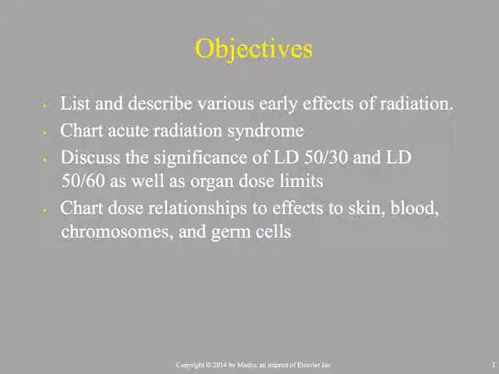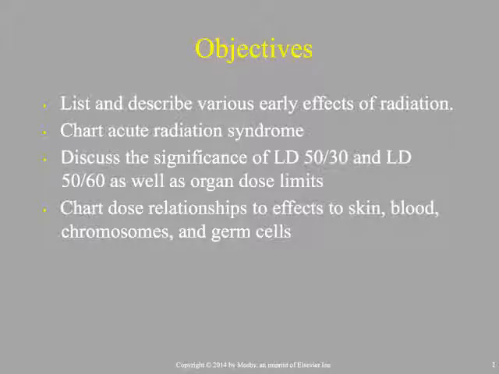So here are some objectives. We'll describe the various early effects. We'll talk about acute radiation syndrome. We'll discuss the significance. So we've already defined what an LD 50/30 is. Now we'll talk about why that's important, as well as an LD 50/60 and why we have these two different kinds of lethality doses, and how that relates to organ dose limits.